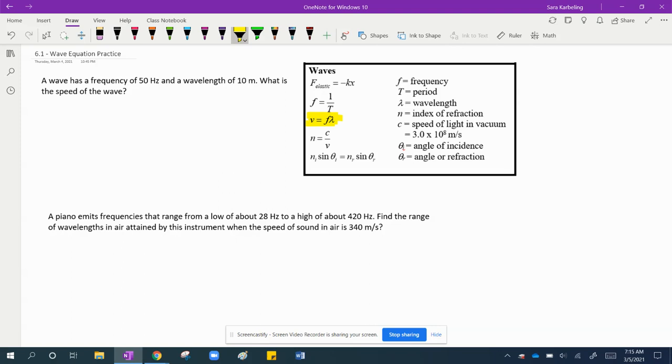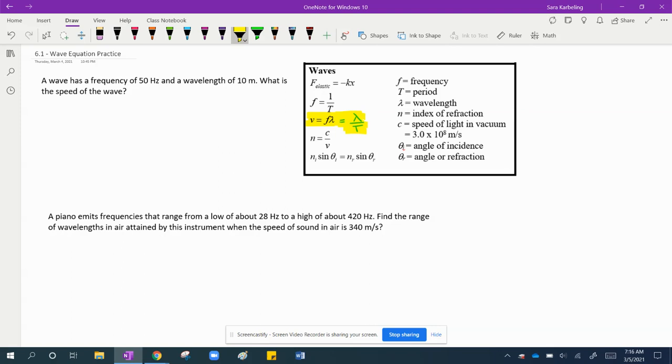It's written as v = fλ. Just a friendly reminder, and you may want to write this down too, that that is also equivalent to λ over T, because f is equal to 1 over T. So you might want to write that down just to remember that that's an easy conversion, depending on what your givens are. Okay, let's look at a couple of examples here.